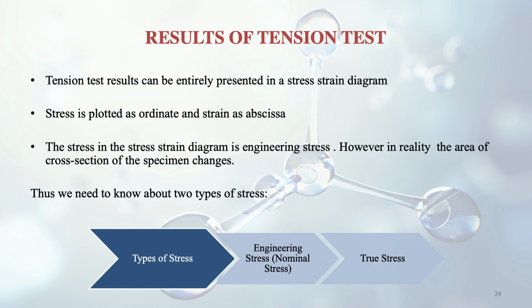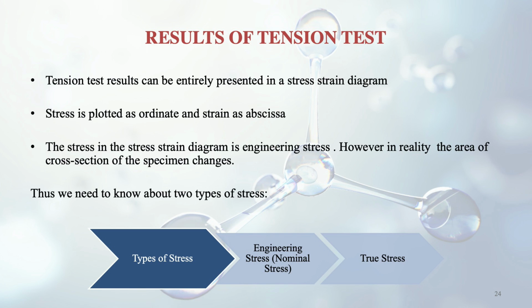So what are the results of this tension test? The results can be entirely presented in a stress strain diagram. I have explained to you what is a stress and what is a strain. So the results of this tension test can be entirely given in the form of a stress strain diagram. In the stress strain diagram, the stress is plotted as the ordinate and the strain as the abscissa, meaning the x-axis will have the strain and the y-axis will have the stress.